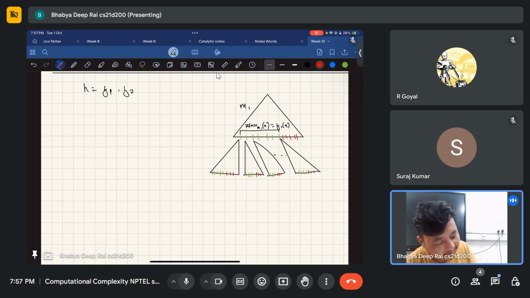M2 has some accepting paths and some rejecting paths. What we know is that the number of accepting paths of M2 on x is equal to f2 of x. So this is equal to f2. This is also equal to f2.